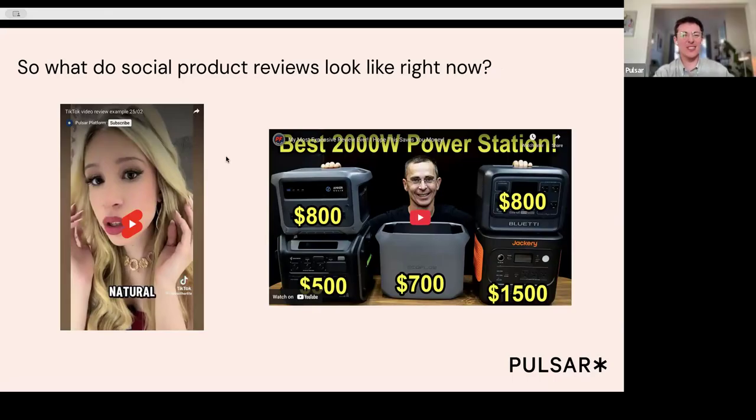Yeah, so what do social product reviews look like right now? We thought it would be quite fun to show you. I'm sure that you've seen on your social feeds all different kinds of product reviews, but we wanted to highlight these two as just some broad examples. We've got one from the beauty sector and one from tech. We'll go a little bit more in depth into some sector-based analysis later.